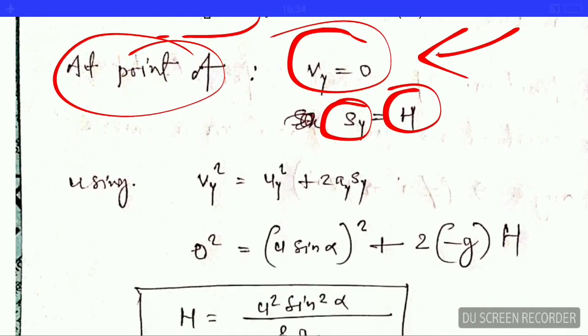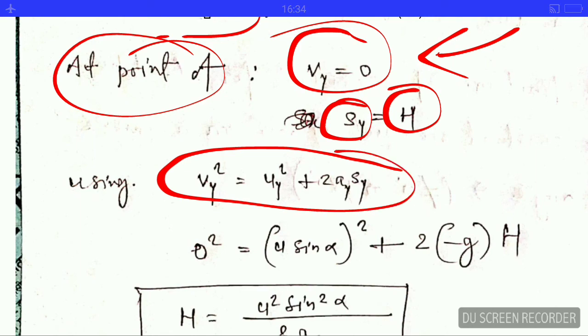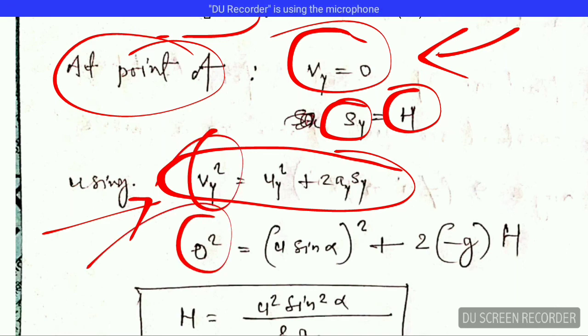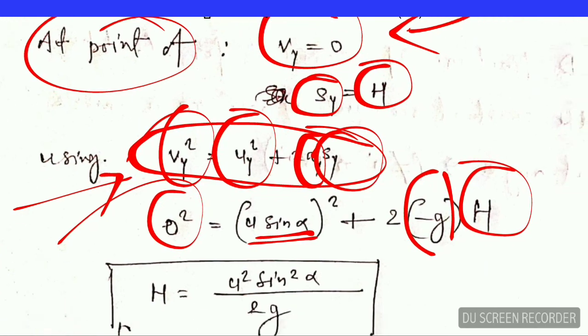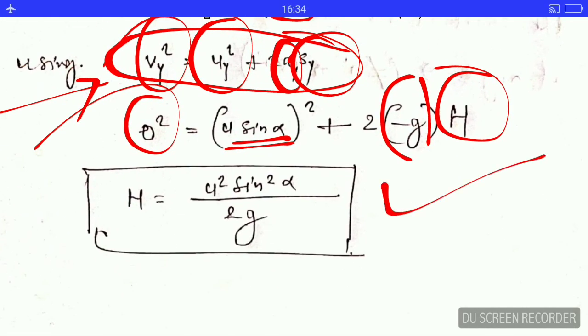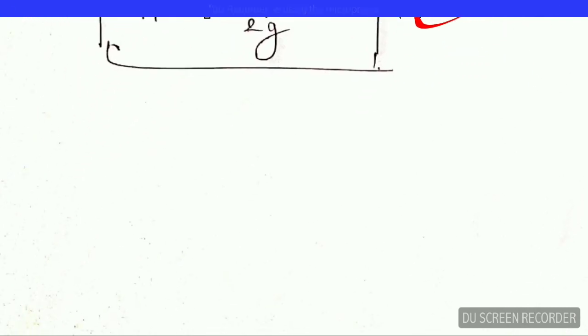Now we will use our third equation of motion in the y direction. So let's plug in the values. This is 0, as already explained. Uy is the initial velocity along the y direction, and the value is plugged in properly. The value of ay is written, and sy is replaced by h. On solving it, you arrive at this equation, and this equation gives you the maximum height attained by the projectile. So you have completed your projectile motion.